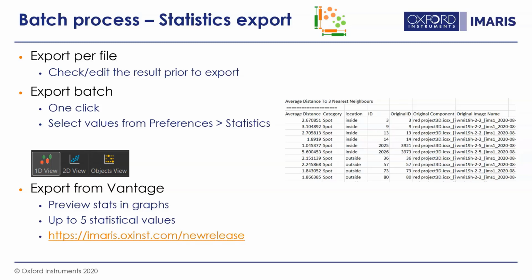Finally, we have the option to export statistics from Vantage. In our latest release, Imaris 9.6, there are several nice new features in Vantage that I would like to share with you in our following demo. The advantage of using Vantage is that it gives you a preview of statistics in graph form, and you can directly have publication quality graphs or plots from Vantage without the need to export to Excel. But even for exporting statistical values, the export format from Vantage sometimes can be quite helpful. We'll go through all these statistics export options in the demo.